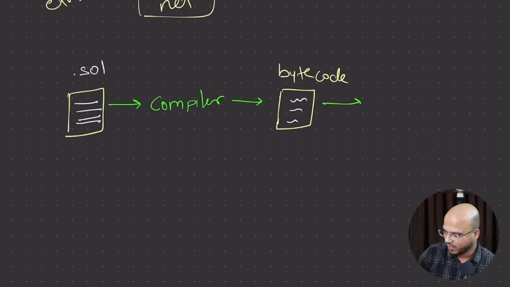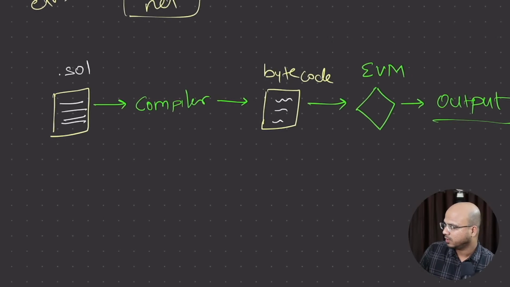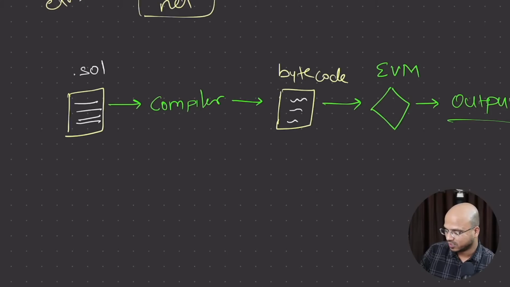And then you have something called a virtual machine here. This is where you will have the Ethereum Virtual Machine. This is your EVM. Inside this EVM, it will run the code, and what you get at the end is the output. So let me repeat what I have just mentioned. First you create the .sol file, which is your Solidity code. Then that Solidity code goes into compilation. After compilation, you get bytecode. Now this bytecode goes into your virtual machine, and this is where you execute your code, and then you get the output.